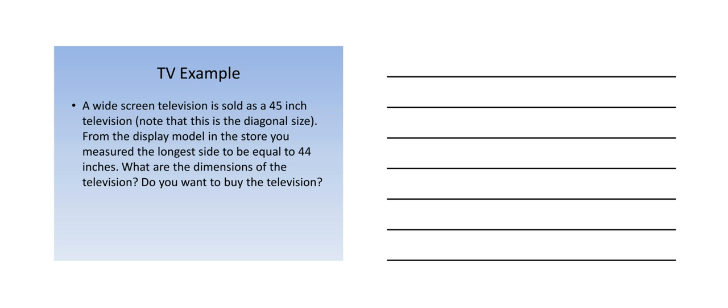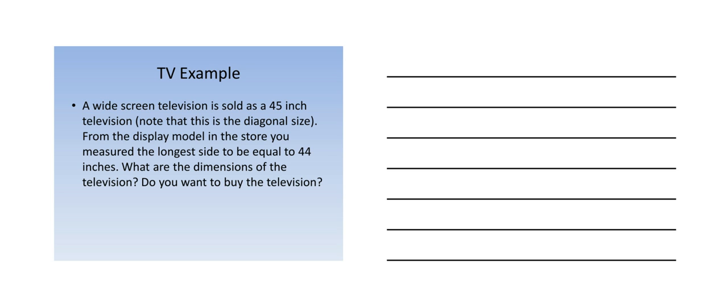A TV example. This example comes in really handy, especially when you are shopping on Black Friday. So, if you're close to Black Friday, I highly recommend you review this example. A widescreen television is sold as 45 inches. A lot of people buy televisions around that time, right? Okay. Note that this is the diagonal side, right? When you buy as 45 inches.